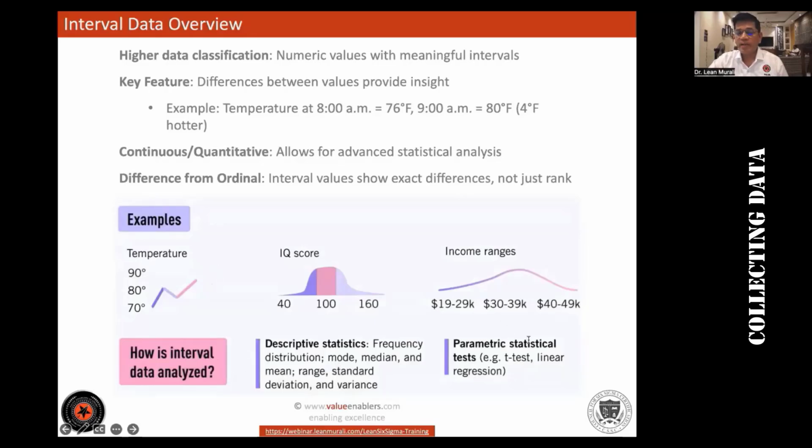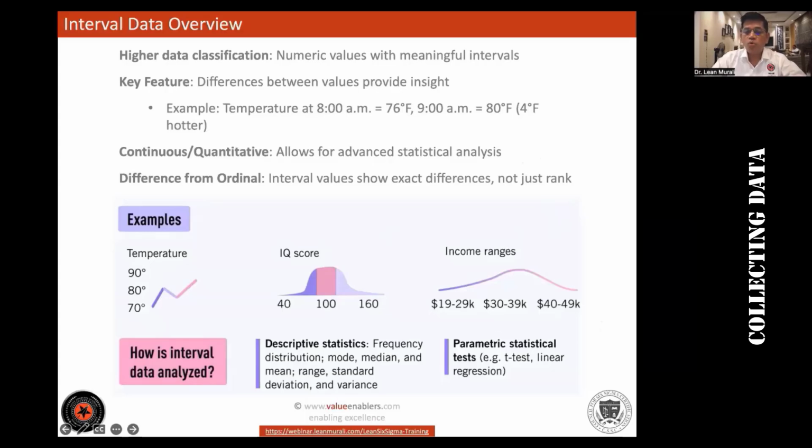Okay, there are some parametric statistical tests for this. Then the income ranges, you see, 19 to 29K is so much, 30 to 39K is so much, 40 to 49K is so much, and IQ score, it's in intervals. If interval data is clear, type a 9 or 10 if it is super clear. I'm sure this example is clear. Temperature at 8 a.m. and temperature at 10 a.m., etc. Okay, good.